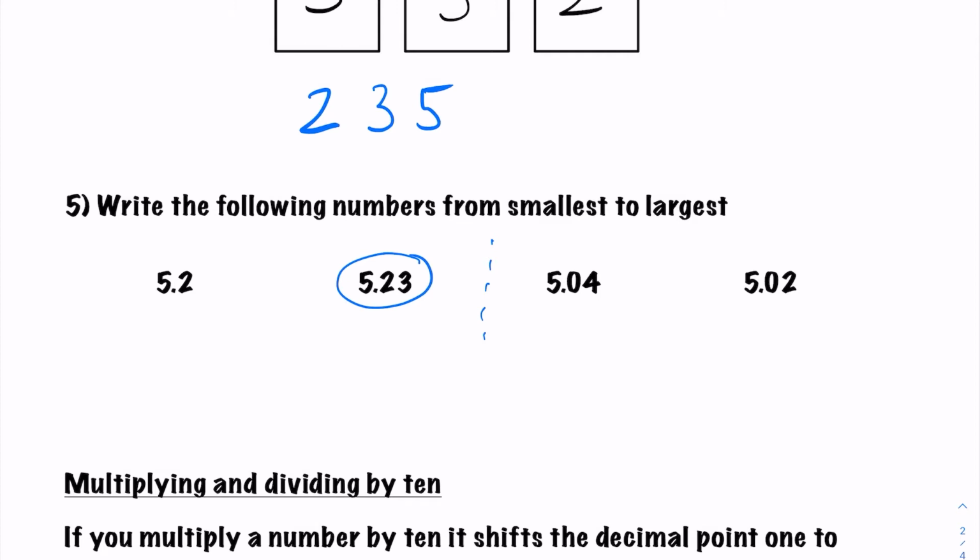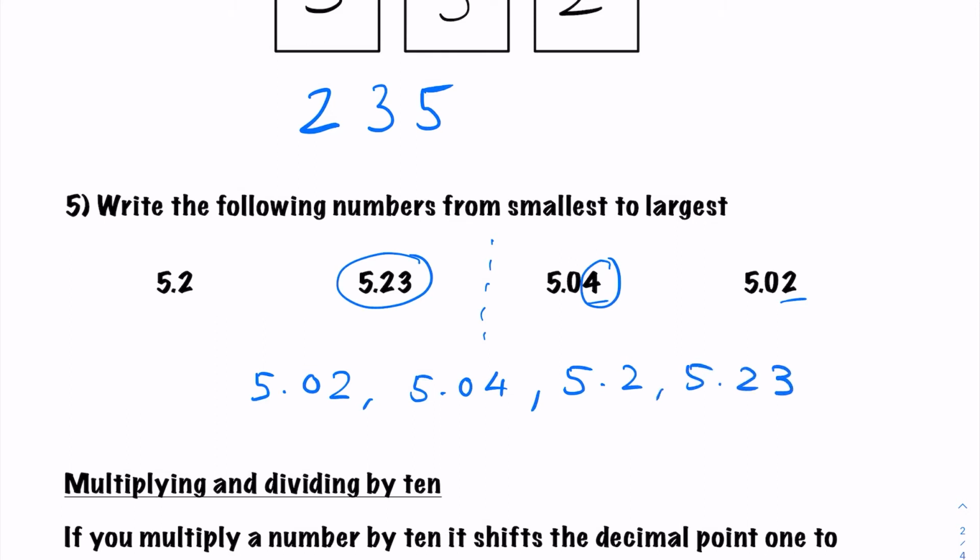Now, looking at 5.04 and 5.02, using a very similar idea, you can see how in the second number after the decimal place, the hundredths column, the 4 is quite clearly larger than the 2. So 5.04 is going to be bigger than 5.02. So the smallest number out of all these is going to be 5.02, then 5.04, and then we said that the smaller of the two out of 5.2 and 5.23 was 5.2, and then 5.23. So this here would be the order from smallest to largest.